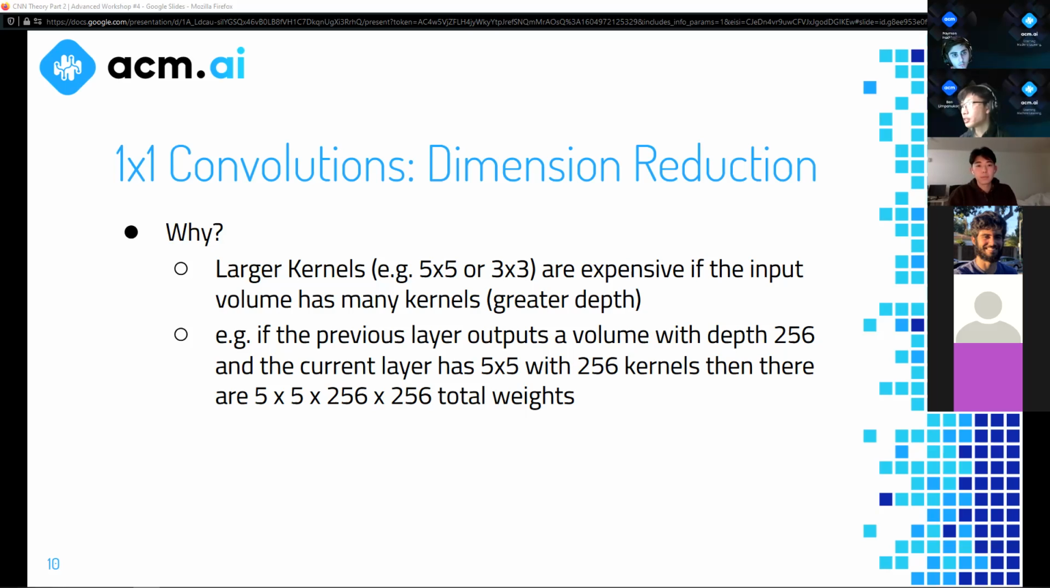So the example is if the previous layer has an output with a depth of 256, and the current layer has a 5x5 filter with 256 kernels, then there's 5x5 by 256 by 256 total weights, right? The input volume is depth 256, and the filter has dimensions 5x5, so you have 256 times 5 times 5. And then you have 256 neurons, so you multiply that by 256, and that's a large number of weights.